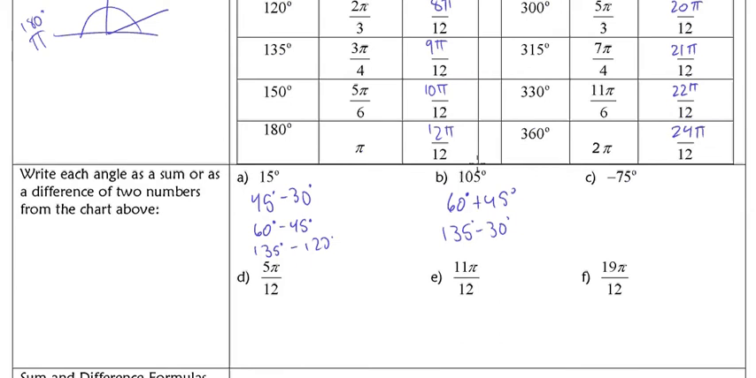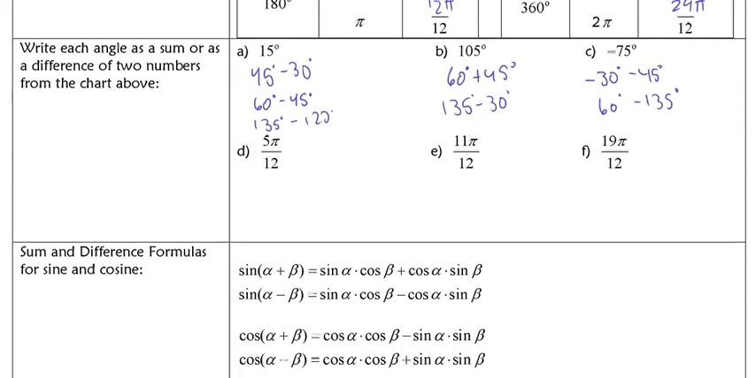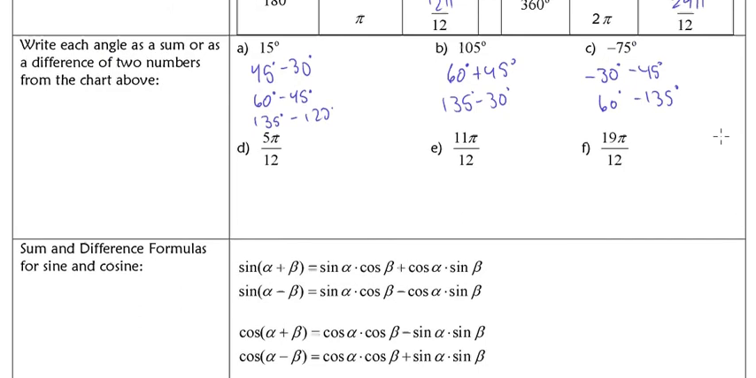I'll let you figure out, or we'll go ahead and do it. Negative 75, let's do negative 30 degrees minus 45 degrees. And though I'm not exhausting it, there are other options, different ways you could write that. So 60 degrees minus 135 degrees. And again, these are not the only options. There are multiple options you have. So here's just a few examples.